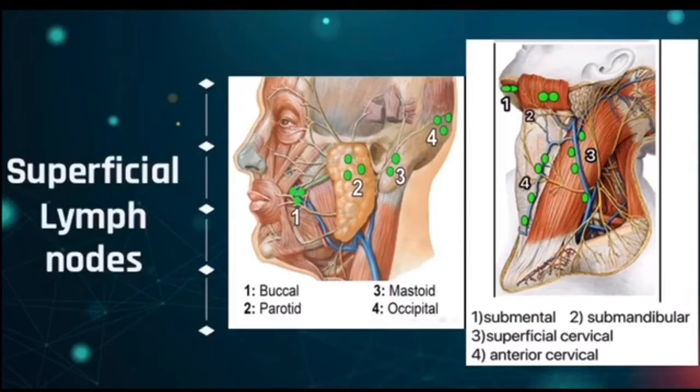And the superficial cervical nodes give drainage to the skin over the angle of the jaw, the skin over the lower part of the parotid gland, and the lobe of the ear. And finally, the anterior cervical lymph nodes give drainage to the skin and superficial tissues of the front of the neck.